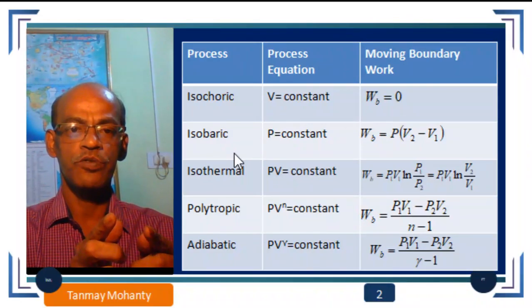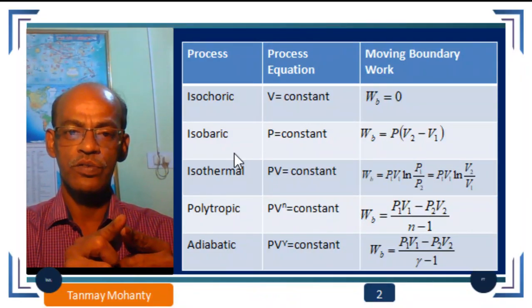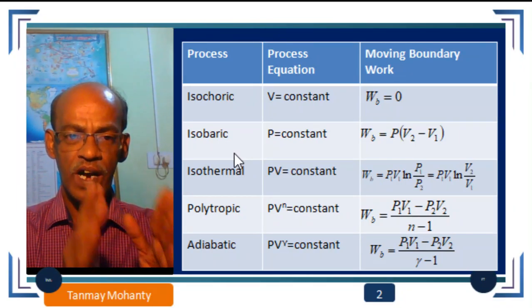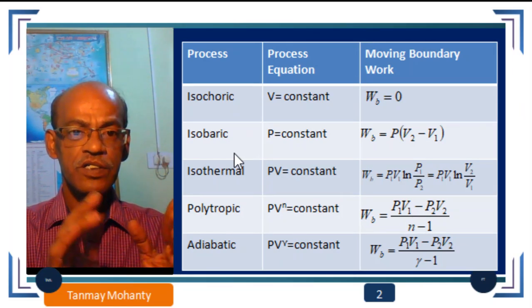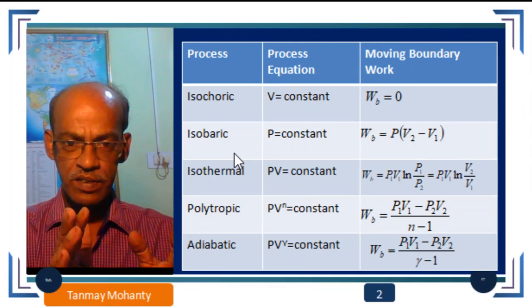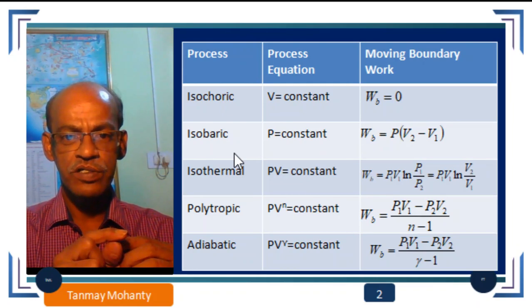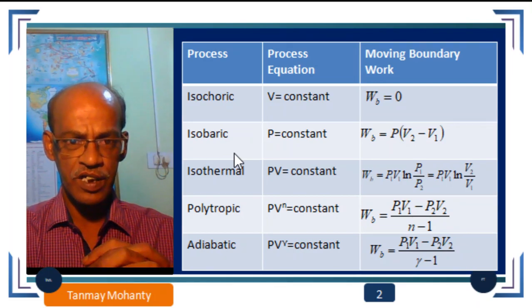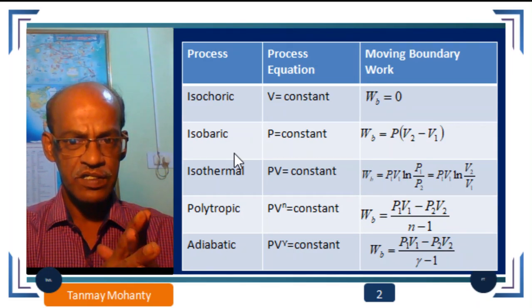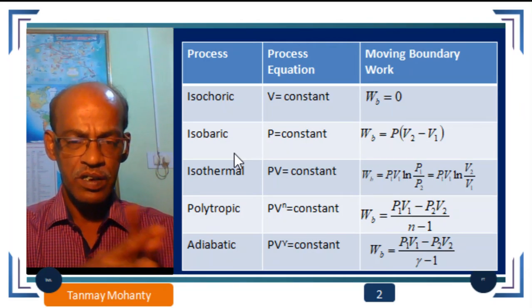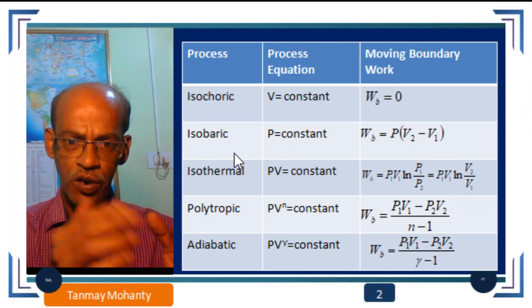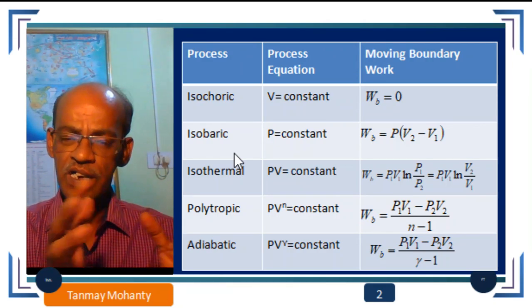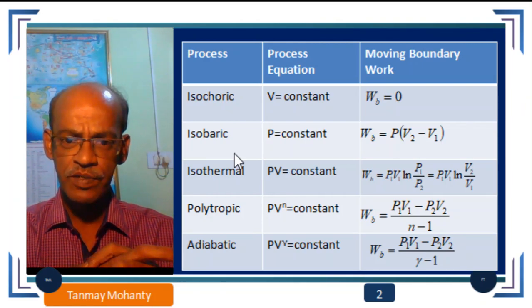For isochoric process, the boundary work is 0. For isobaric process, where pressure is constant, the work done is P into V2 minus V1. For isothermal process, the process equation is PV equal to nRT or PV equal to constant for that matter. Your work done has different expression, P1 V1 ln P1 by P2 or P1 V1 ln V2 by V1 or nRT ln V2 by V1. Several expressions are there that we have derived.